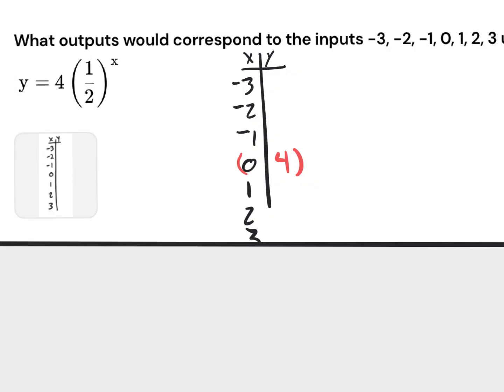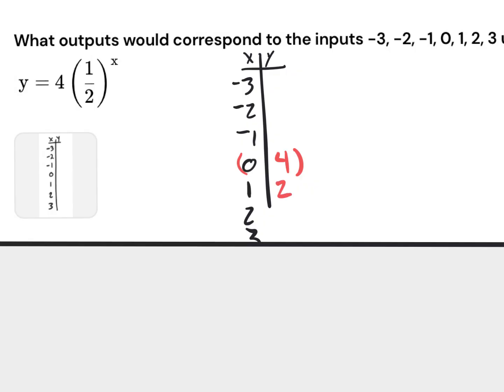Now, after that, you don't have to plug in a 1 right there and do the math, a 2, do the math, or a -3, do the math. What you could do that'll be a lot quicker is understand that this base is less than 1. It's a 1/2, which is going to cause it to decay. So this output is going to decay to get to the next one by 1/2. If it were a 3, it would grow by 3. If it were a 2, it would grow by 2. But it's a 1/2, so it's going to decay by 1/2. So if you go 4 times 1/2, it's going to decay down to 2.